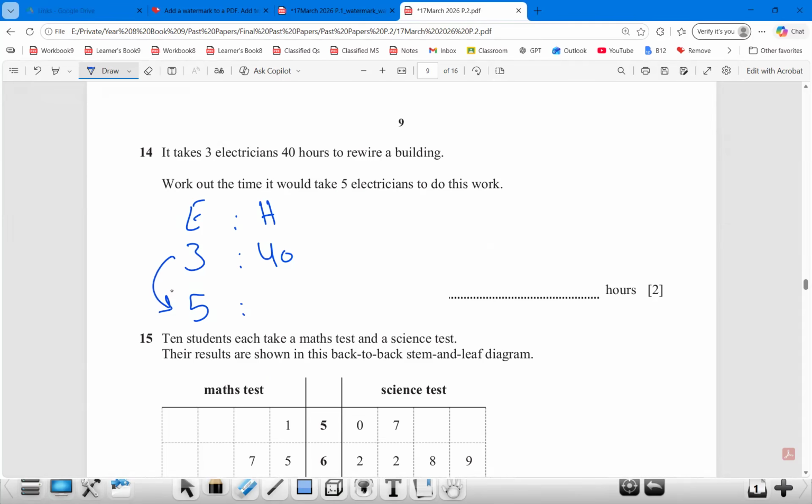Mister, I cannot find what happened to the 3. Fine, I told you already how to do this. If it is inverse proportion, multiply the top: 3 times 40 is 120. Then divide by the bottom. Mister, does this always work? Yes, it works all the time. So it's going to give you 24 hours.